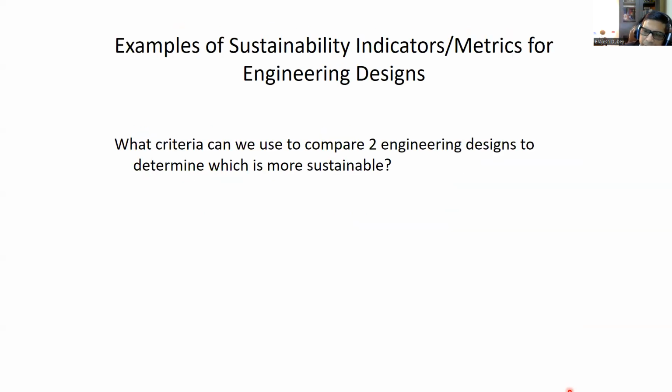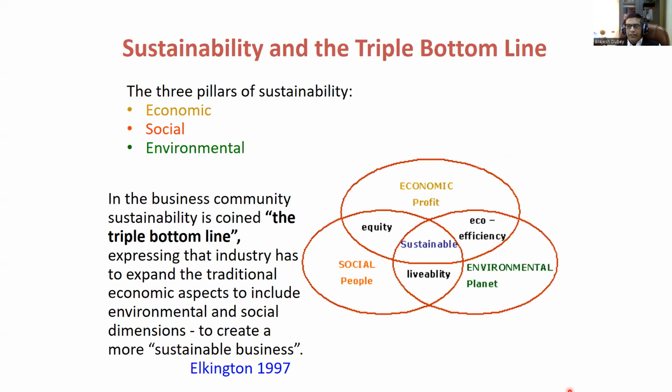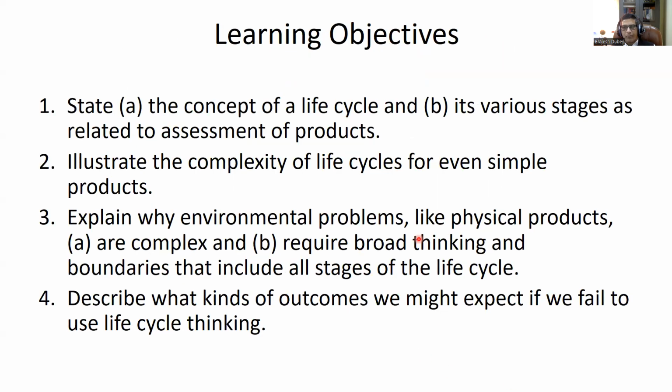So we come up with certain indicators, what are called the engineering design indicators, to find out which is more sustainable, and LCA helps us to quantify material use, energy use, water use, solid waste generation, emissions, toxic release, land impacts, and all that. So sustainability and the triple bottom line talk about how we need to think about economics, environment, and social. When all three meet together, it becomes sustainable. So that's how sustainability is defined.